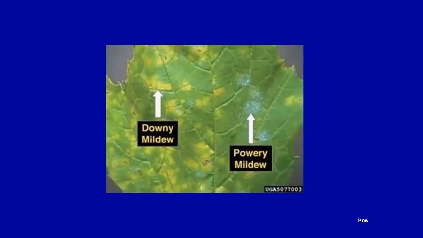Okay, I was talking about powdery mildew, which is on the right, with those white colonies. Now I'm going to talk about downy mildew, which is on the left, and which is just this bright yellow angular lesion. They should be similar, but downy is a water mold pathogen. So it likes it cool and wet. Powdery likes it hot and dry.